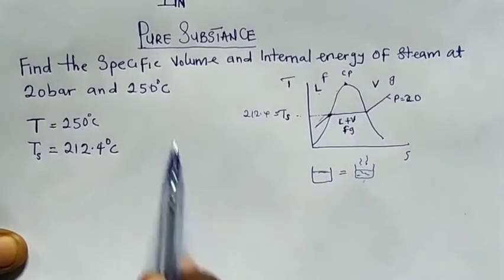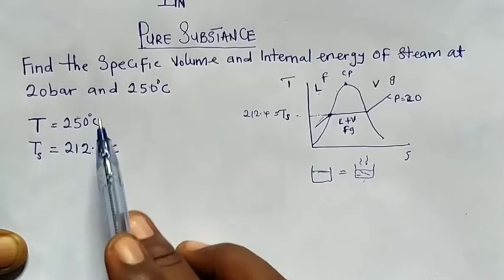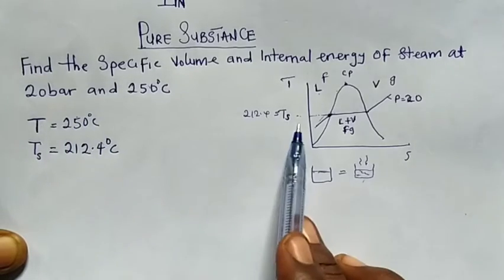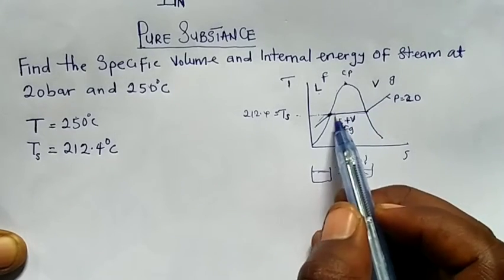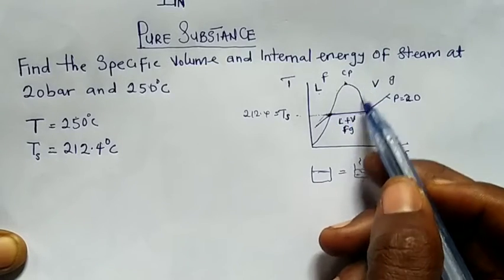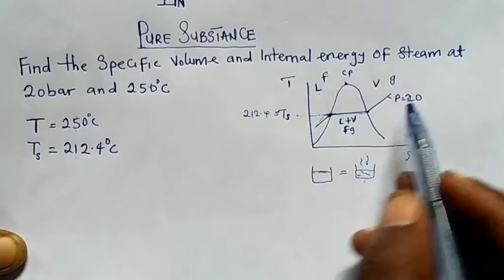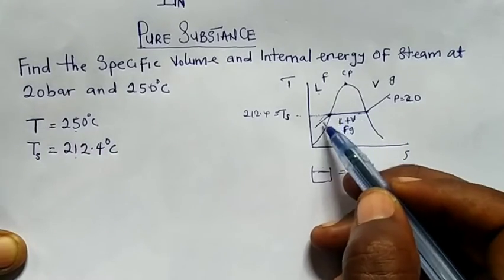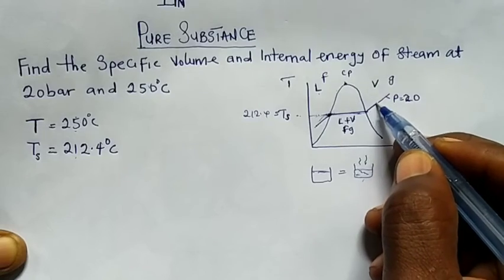So if you look at this now, the T, the temperature of the steam, is greater than the saturation temperature. That means it's higher. All this line you see here is what we call our saturation line. So anything higher than that is superheated. Since this is higher than 212, it means it's higher than this line. It's higher than 212, so it is superheated. So it's outside at this point here.